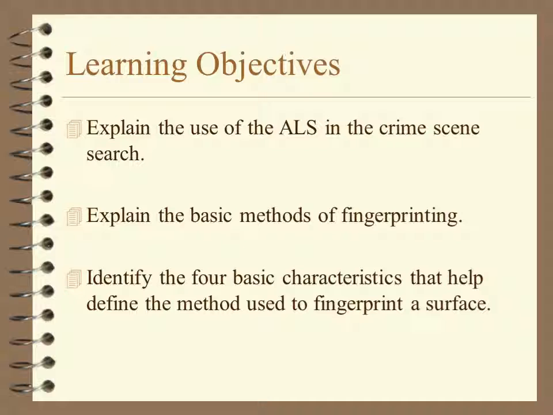In this chapter, some of the objectives are explaining the use of the alternate light source, or ALS. The ALS is also known as an FLS, forensic light source. We are not going to explain, however, the basic methods of fingerprinting, because as I mentioned before, this is covered in a term-long fingerprint identification class that's part of this curriculum.